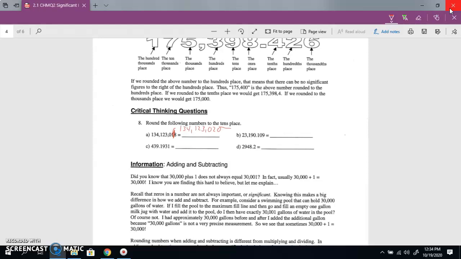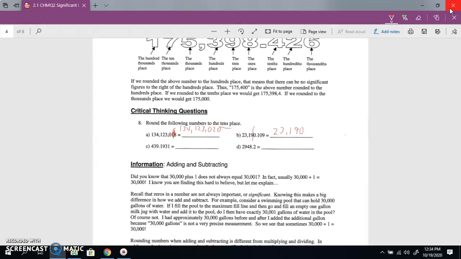Okay. If we round b to the tens place, here's the decimal, so the 0 is in the ones place, the 9 is in the tens place. So we're going to draw a rounding bar right there. The 0 says that we're not going to round the 9 up, so the final number, take a look, it's about 23,190, so it makes sense that we would round this to 23,190. Notice that there's no decimal place at the end.